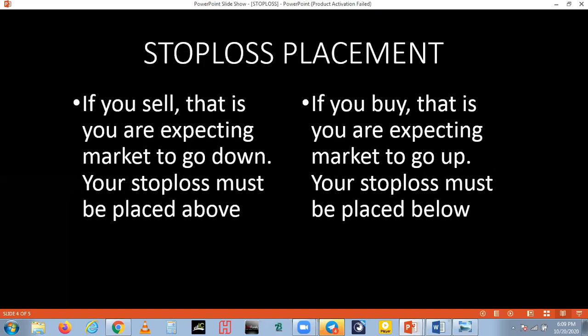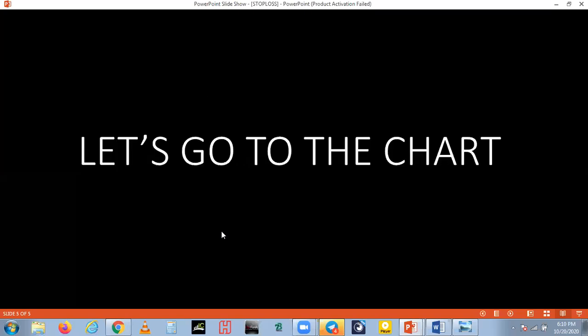So, stop loss placement. If you sell, you're expecting the market to go down. Remember we said when you're selling, you're expecting the market price, the value, to go down, to go below. So your stop loss must be above if you're selling. I'm going to show you in the chart. Also, if you're buying, expecting the market to go up or the value to increase, your stop loss must be below. If you enter a buy here, expecting it to go up, your stop loss must be below that buy. And if you enter a sell, your stop loss must be above the sell you entered. All right. Okay, let's go to the chart now.